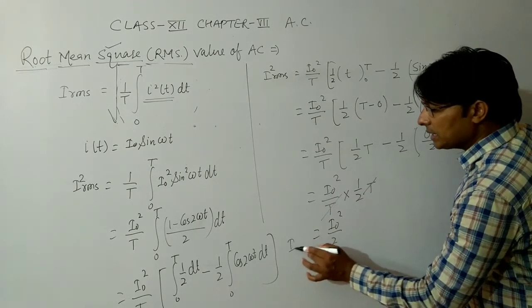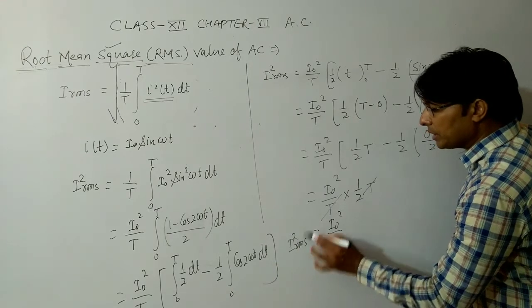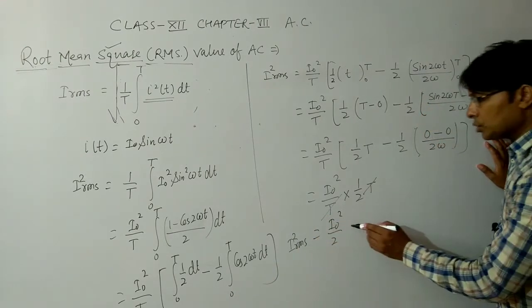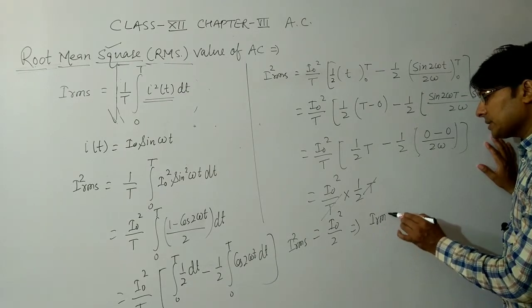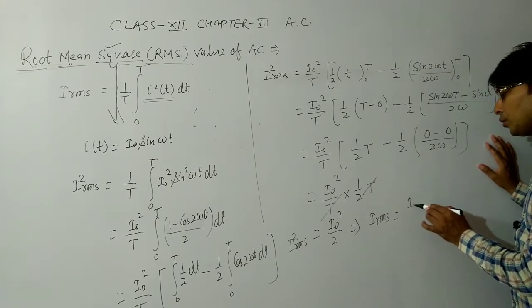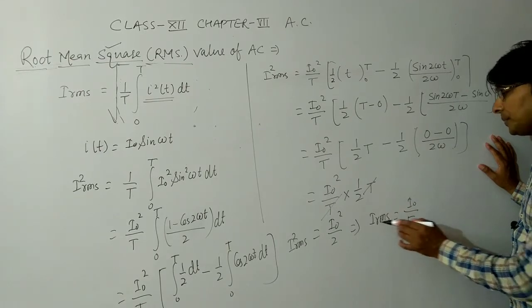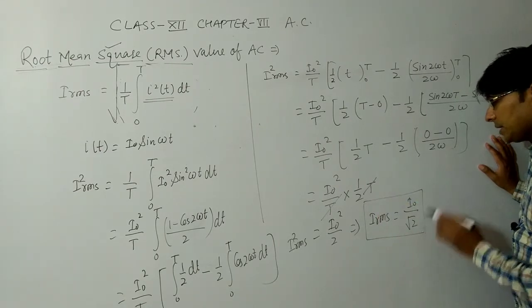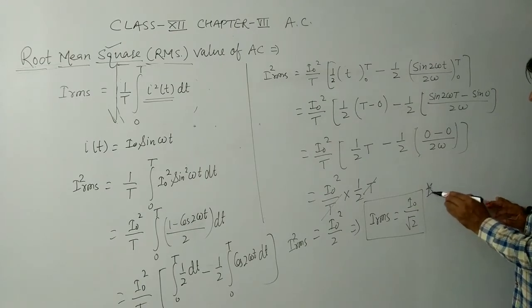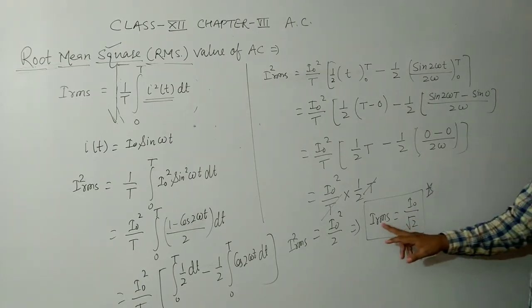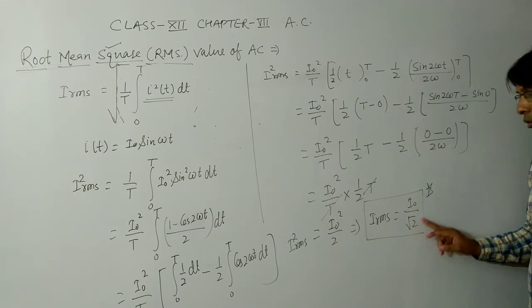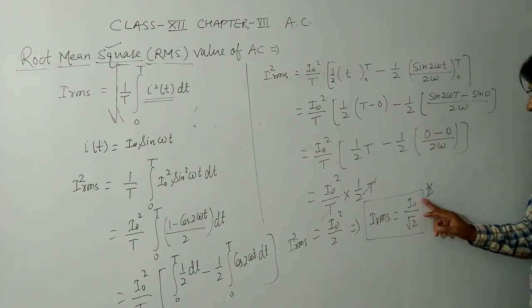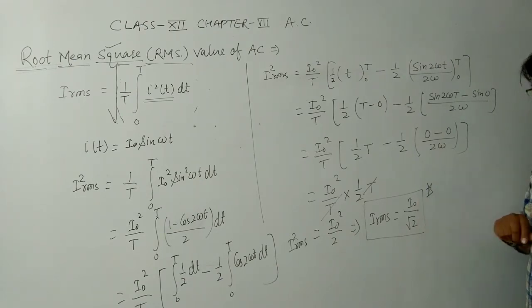But this is I square RMS. We have to find out the value of IRMS. So we can take the square root on both sides. So IRMS comes out to be I naught upon root 2. So this is the root mean square value of sinusoidal AC, which is I naught upon root 2, where I naught is the peak value of the AC.